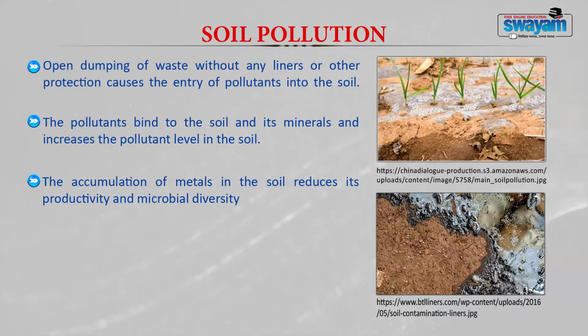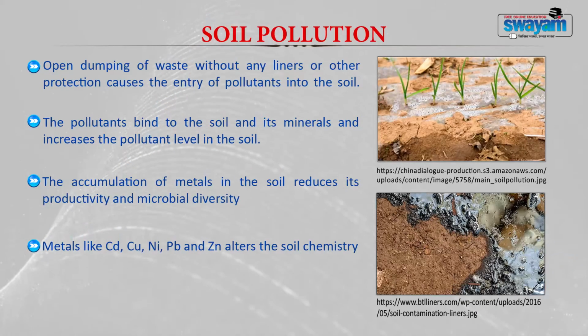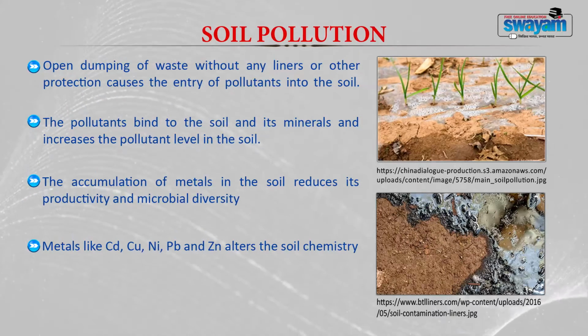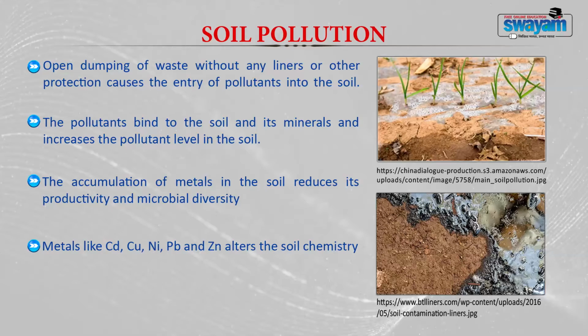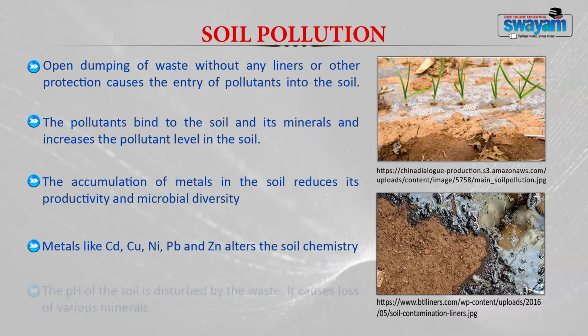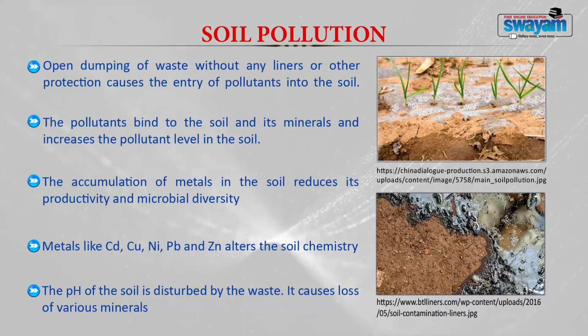Now when these metals are there in the soil, they will restrict your bacteria, affect the microbial diversity, affect the productivity, affect the plant growth and so on. Now metals like cadmium, copper, nickel, lead and zinc will alter the soil chemistry. When the soil pH gets altered, again indirectly it affects your vegetation and the microbial diversity. Also your mineral loss will be very high.